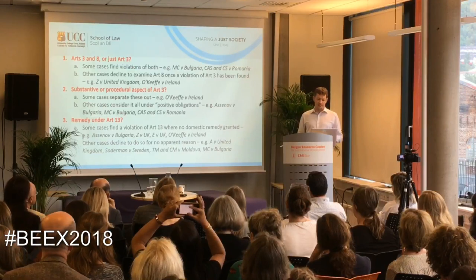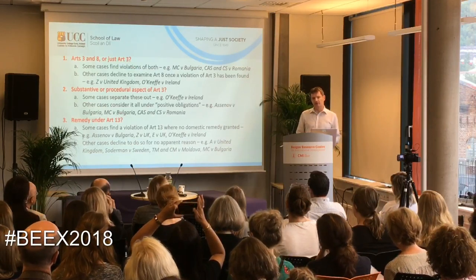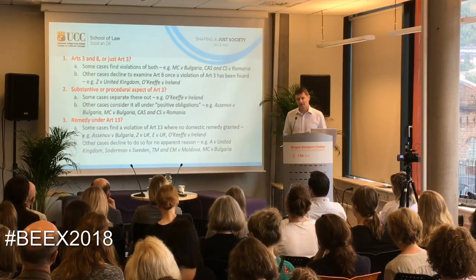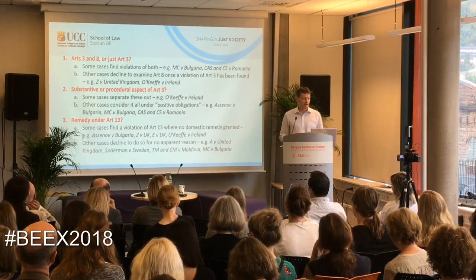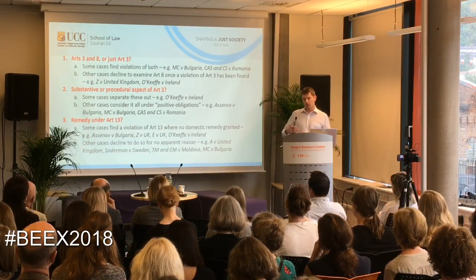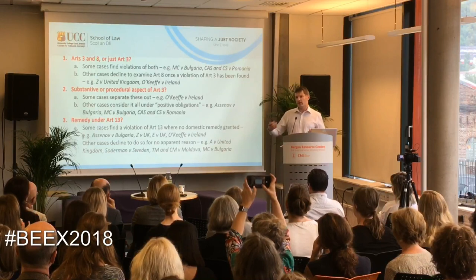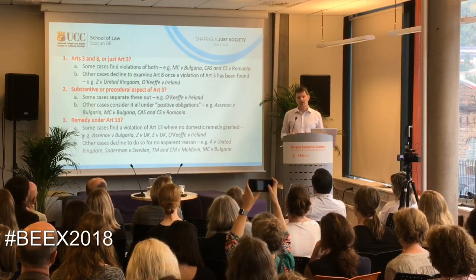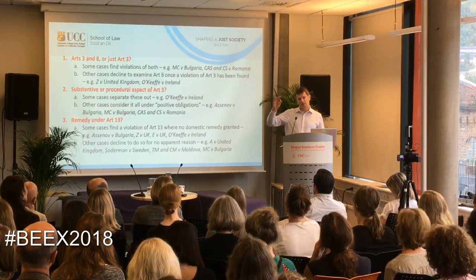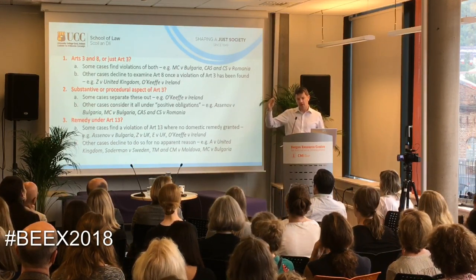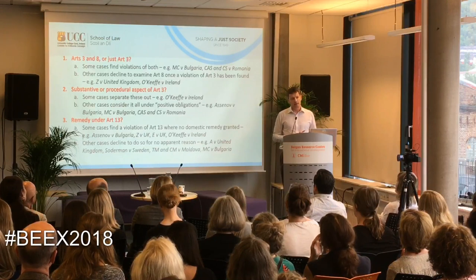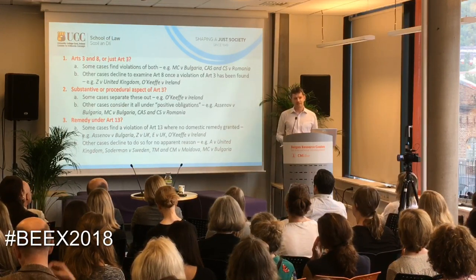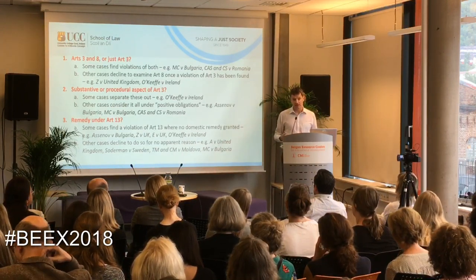So what we see is that I've pulled out three different examples of inconsistencies in how the court handles these cases. First of all, there's the question of people who go to Strasbourg and argue their case under both Article 3 and Article 8. A very understandable thing to do as a lawyer. You're always thinking, well, if you don't hit the Article 3 threshold of inhuman and degrading treatment, you have Article 8 as a fallback. What happens then is the court, in some cases, finds a violation of both Article 3 and Article 8.